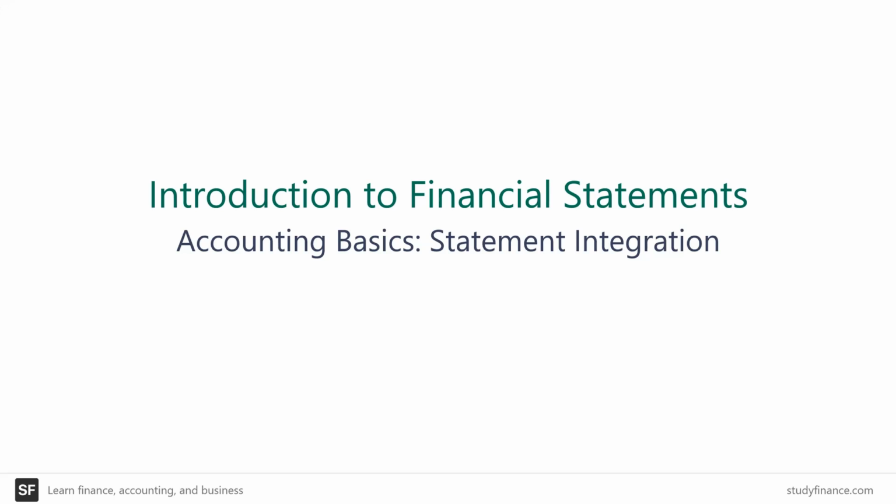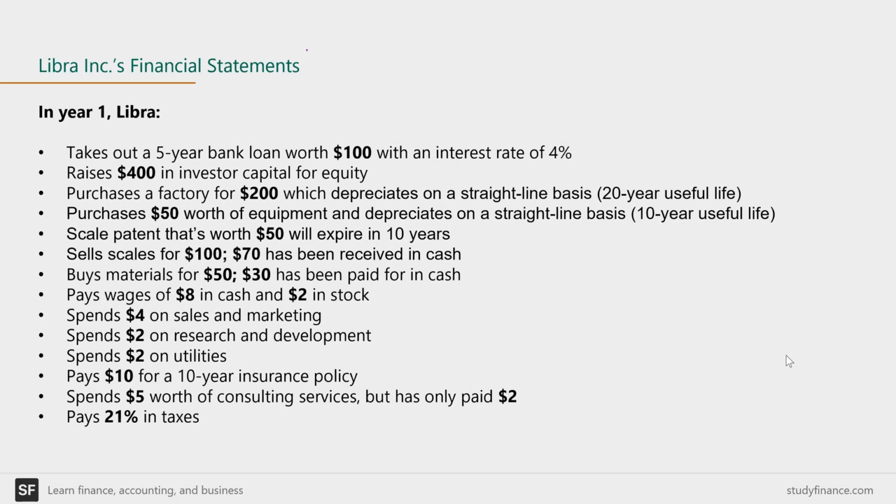Hi everyone, in this lesson we're going to connect the dots and integrate all three financial statements. We'll build on our Libra example to complete our full financial statements and add another year of activity to highlight the mechanics of these interlinking statements. We're going to approach this lesson a little differently, as we'll first start off with our Excel exercise and then review the key points that we've learned from integrating the statements.